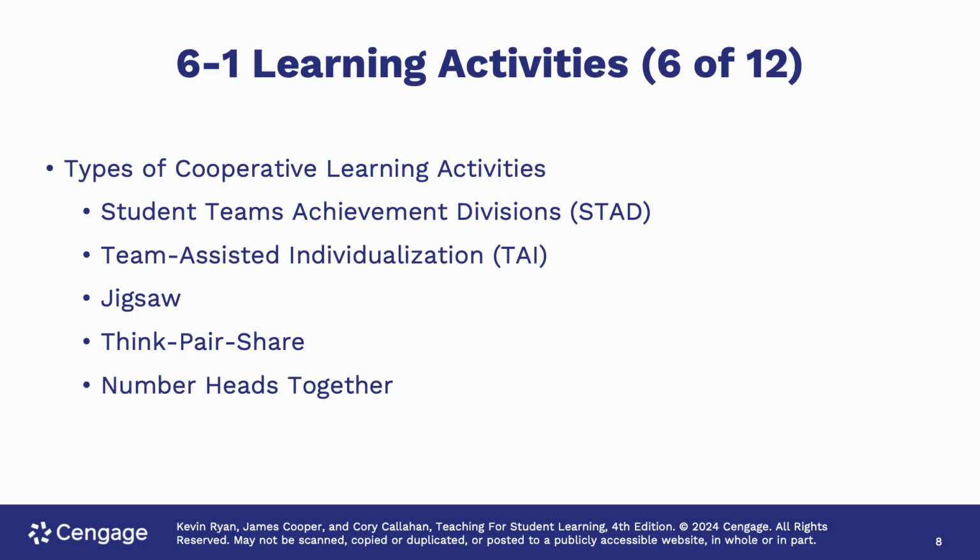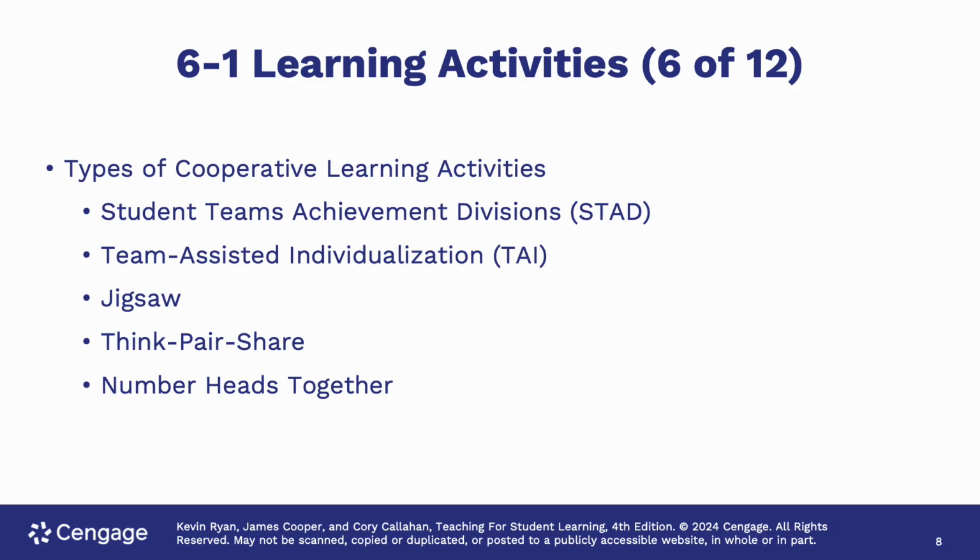Cooperative learning, there are different kinds of types. Student teams achievement divisions is one type of strategy. A jigsaw is another activity. All of these can be looked up. A lot of them are done by groups that have tried to reform education and have come up with different ones.